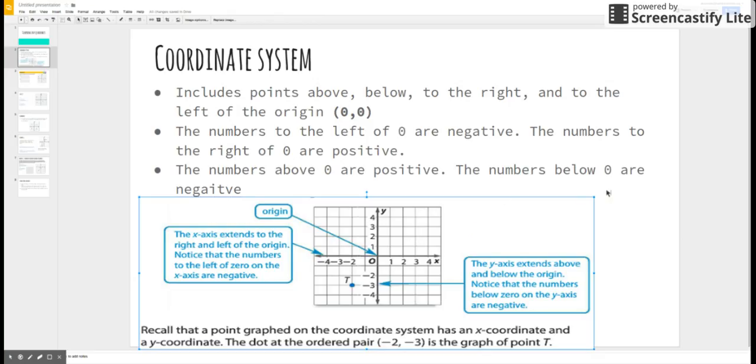The numbers to the left of 0 are negative. The numbers to the right of 0 are positive. The numbers above 0 are positive. The numbers below 0 are negative. And here, recall that a point graphed on the coordinate system has an x-coordinate and a y-coordinate. The dot at the ordered pair -2, -3 is the graph of point T. In other words, we went 2 to the left, -2, and 3 down, -3.